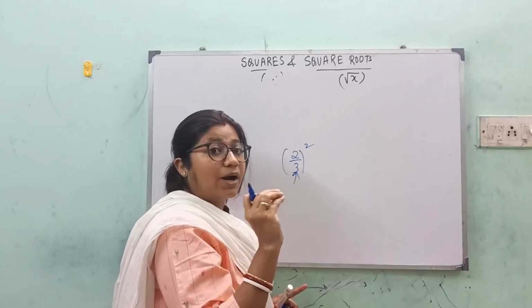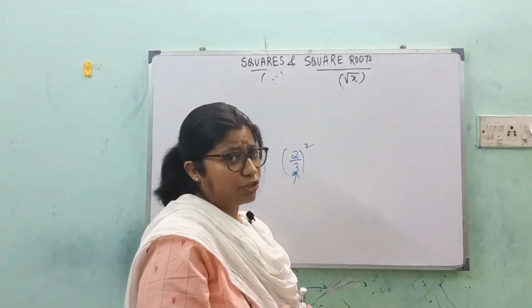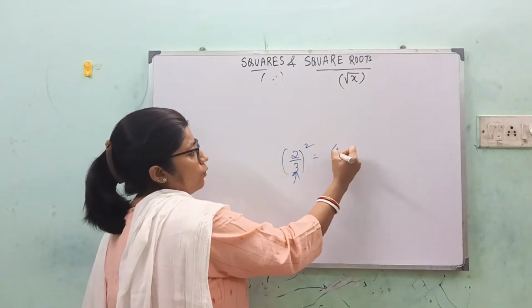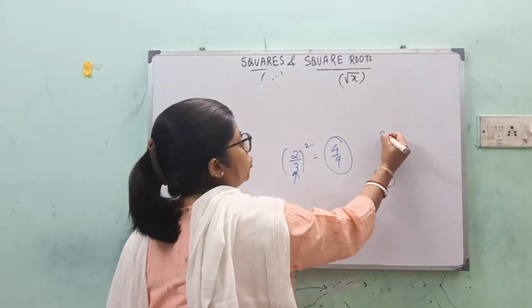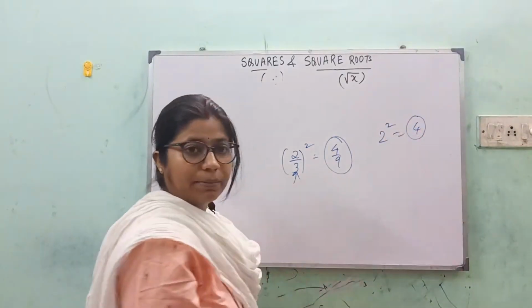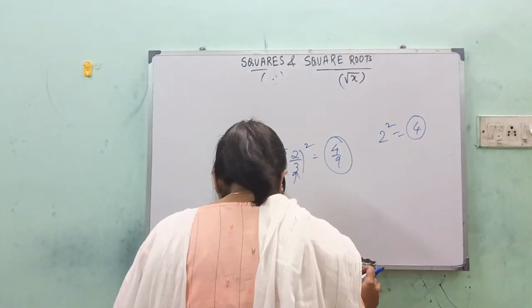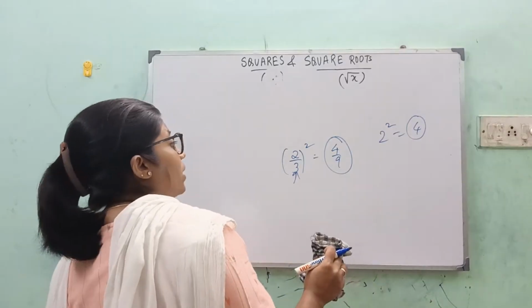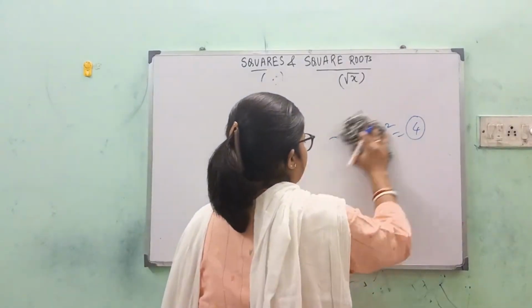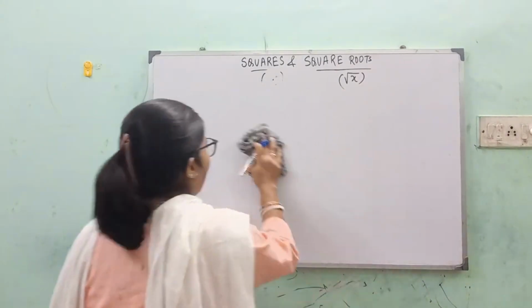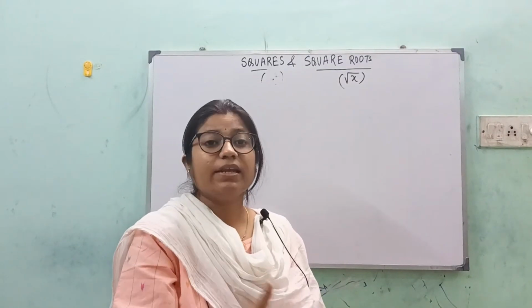So perfect squares are always natural numbers, but the square of a number may not always be a natural number. Say for an example, the square of 2 by 3 is 4 by 9. So 4 by 9 is not a natural number, but it is the square of a number. But if I say 2 square, which is 4, so 4 is a natural number. So here this number is a perfect square or a square number. So a perfect square always has to be a natural number, whereas the square of a number need not be a natural number only. Alright.